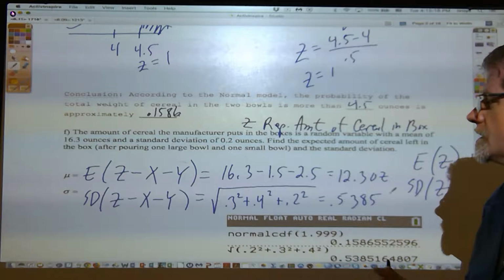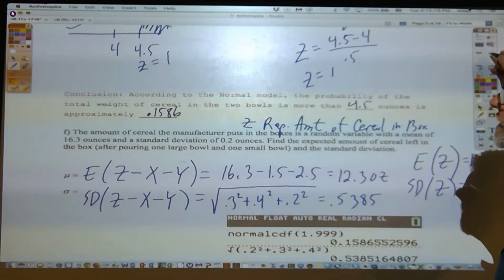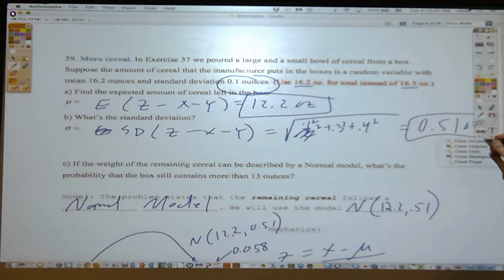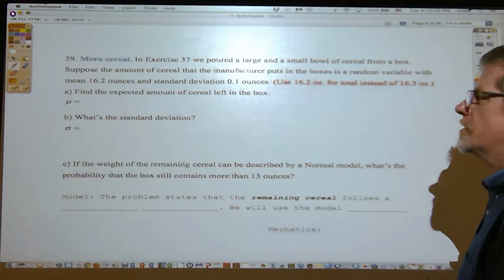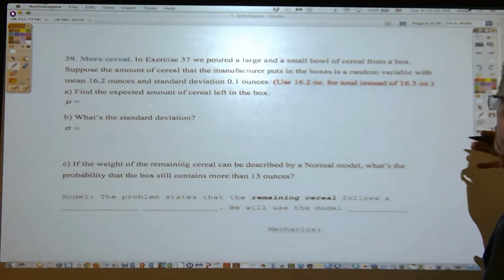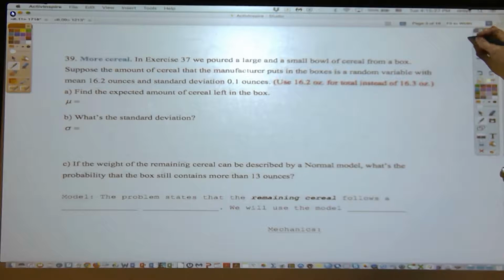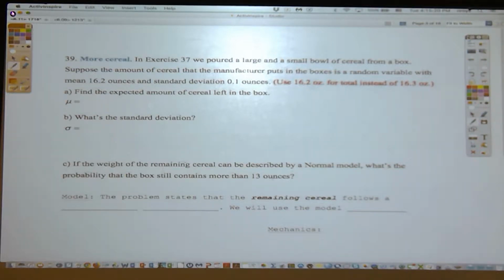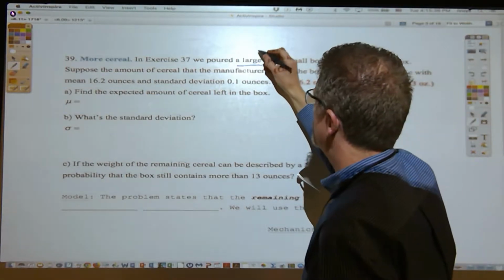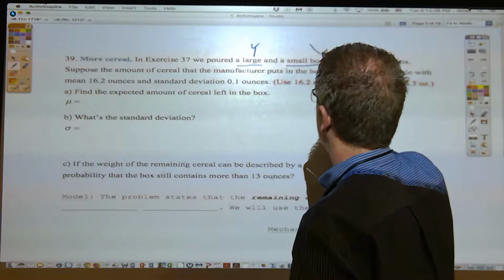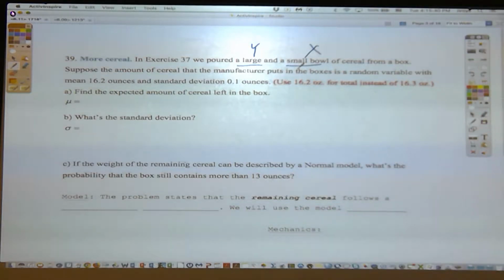Let's go on to the next question on the next page. We're on problem 39, more cereal. You know how it is. So you finish eating your cereal and there's still milk in the bowl, so you have to pour in more cereal. Let's read it. In exercise 37, we poured a large bowl and a small bowl. Large bowl, I believe, was Y. Small bowl was random variable X of cereal from a box. Suppose the amount of cereal that the manufacturer puts in the box is a random variable with 16.2 ounces.